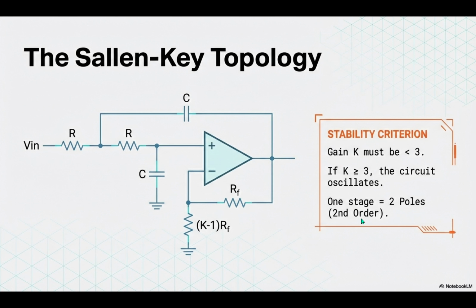But the Sallen-Key is famous for another reason. It's deceptively simple, but it has a trap. The danger zone. The notes talk about a stability criteria. Oh, yeah. This is where physics bites back. In a Sallen-Key low-pass filter, you set the gain with 2 resistors. Let's just call the gain dollars.